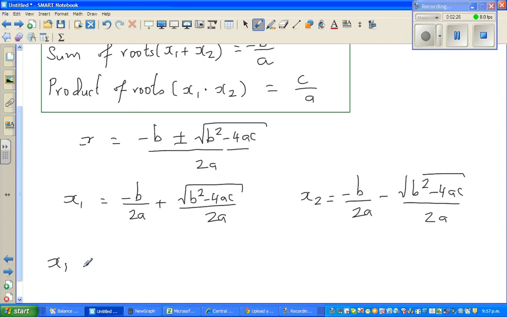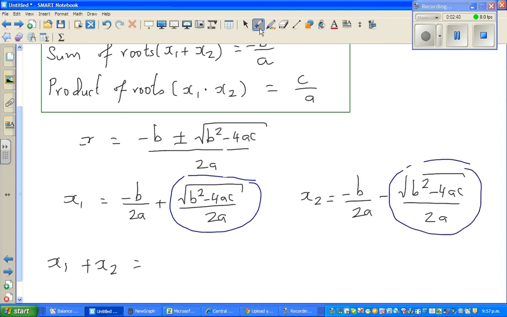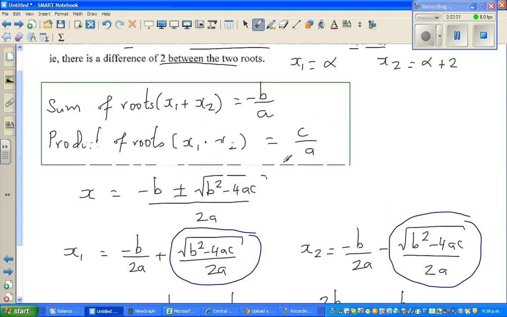If I add them, x1 plus x2, you don't need to add the whole thing. This and this will get cancelled, because one is plus and the other is minus, so they cancel each other out. So this becomes minus b over 2a plus again minus b over 2a, which is nothing but minus 2b over 2a. That is why it is minus b over a. And that's what we wrote, that the sum of roots of any quadratic equation is minus b over a. In many examples, this can be a very useful formula to remember.